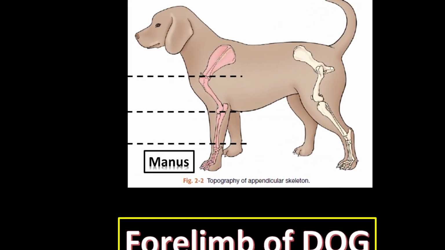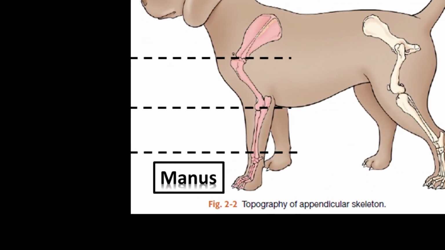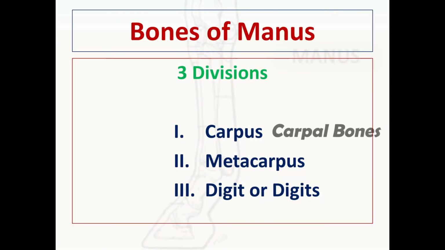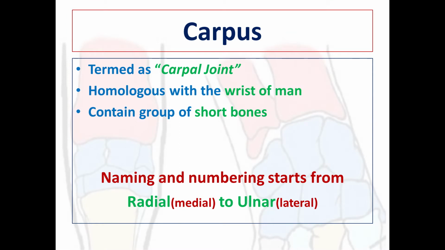So the manus of the dog is just like a hand, which contains three types of bone. First one is carpal bones, second one is metacarpal bones, and third one is digits. So let's understand the carpus or the carpal bones.